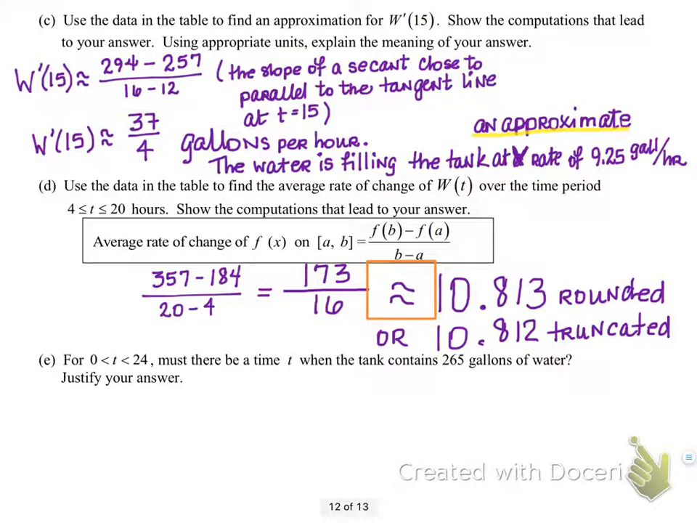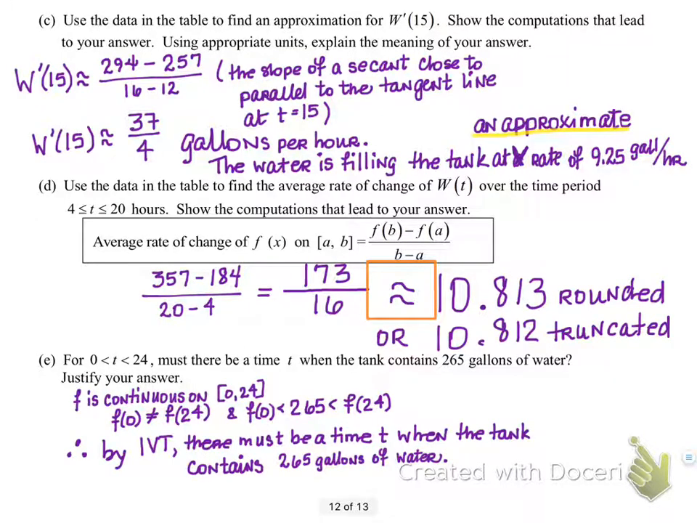Whoa, I read that wrong. For 0 < t < 24, must there be a time when the tank contains 265 gallons of water? And justify your answer.